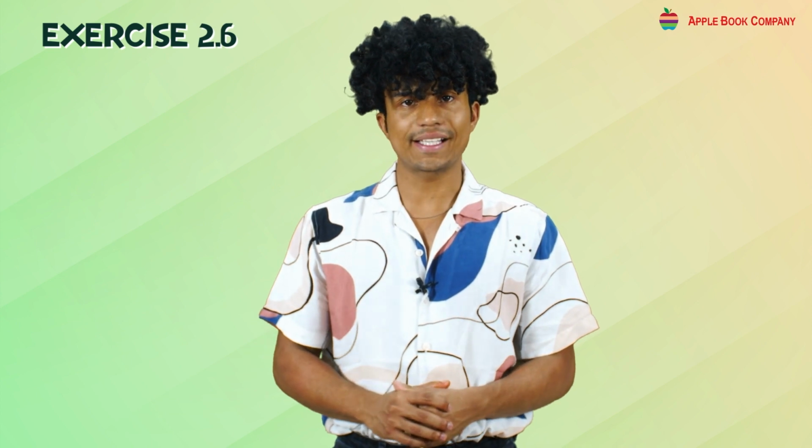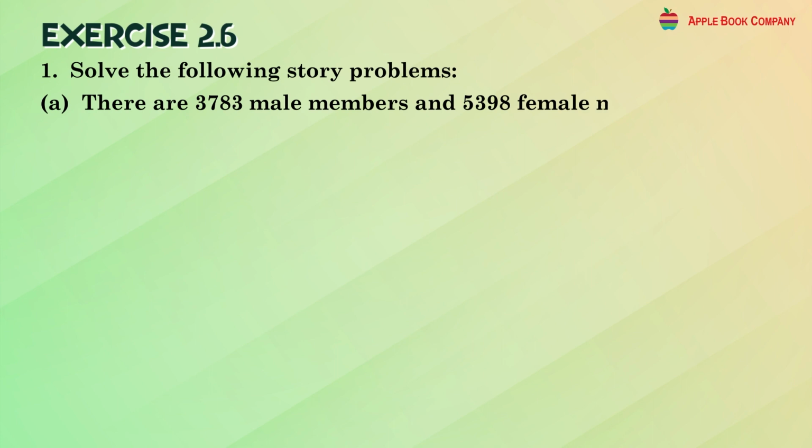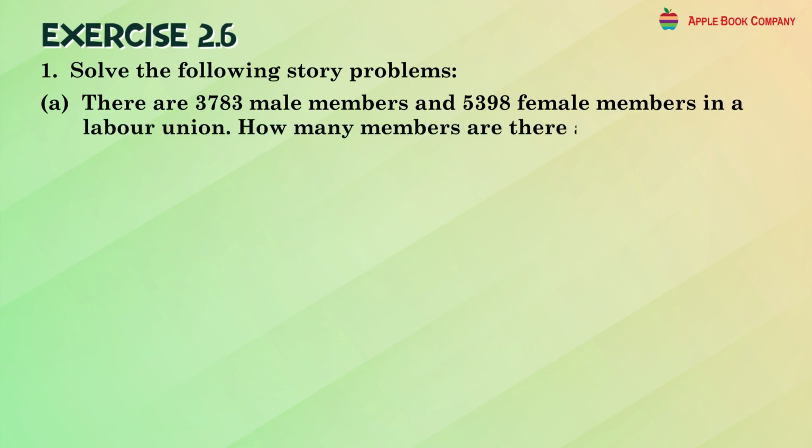Exercise 2.6. Solve the following story problems. There are about 3,783 male members and 5,398 female members in a labor union. How many members are there altogether?